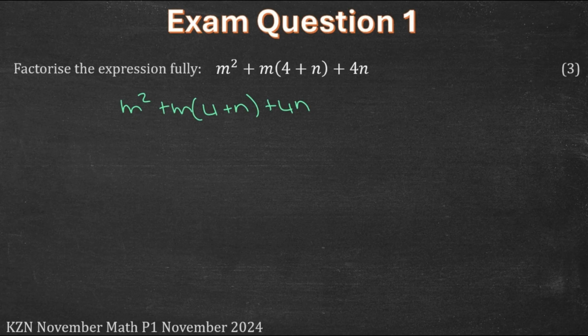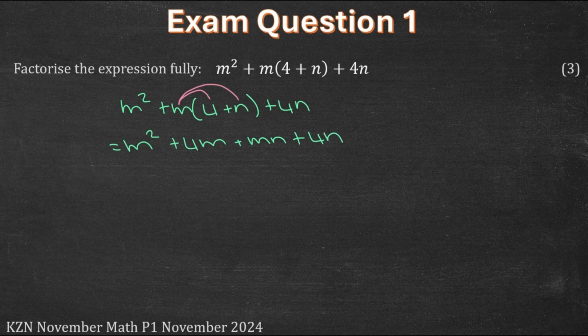Now, looking at this expression, it does not immediately look like one of our standard methods because we have this bracket in the middle. So the best way to do this is to remove this bracket by multiplying this m into each term inside the bracket. And then let's see what we have then. Okay, so I'm going to start off by rewriting the first part, m squared, and then let's multiply this m into the bracket. So we've got positive m times positive 4 gives us positive 4m, and positive m times positive n gives us positive mn. And then we just rewrite this term.